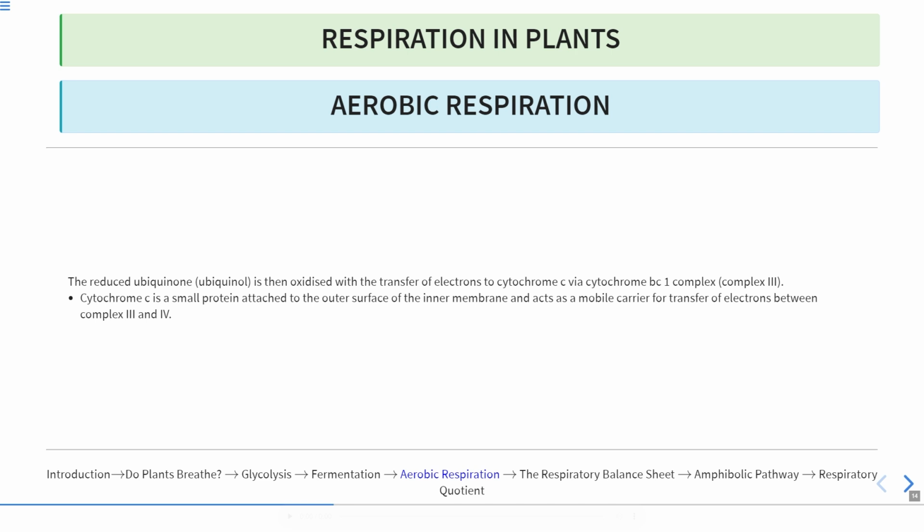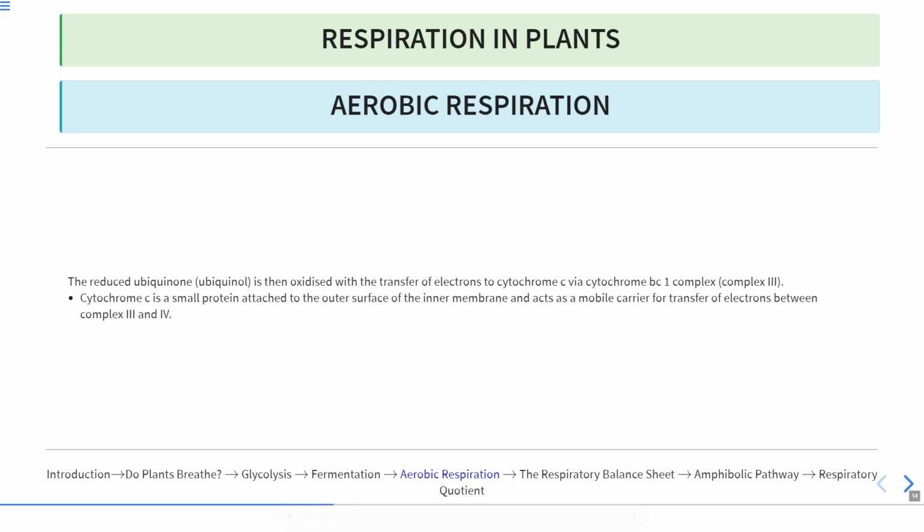Okay. So whatever ubiquinol has been reduced is then oxidized. How is it oxidized? By transferring the electron to the next, with the transfer of electrons to cytochrome C. So here ubiquinone transports its electron to cytochrome C via the BC1 complex, that is complex 3.